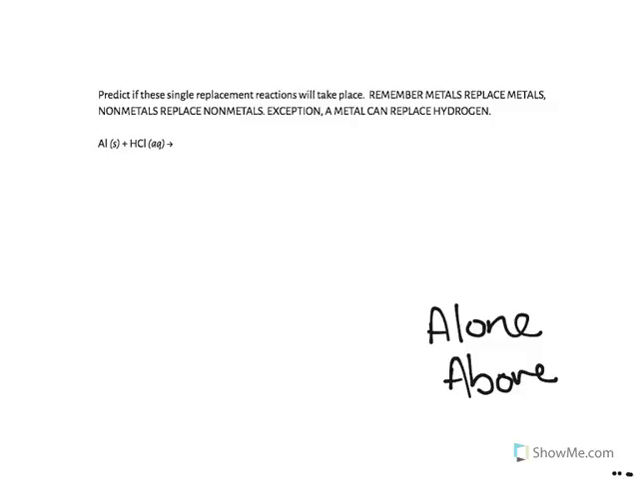So what is the element that's alone? That's this guy right here, the aluminum. And what element might it replace? Well, remember this. Metals replace metals. Non-metals can replace non-metals, but a metal can replace hydrogen. So this is that scenario. The metal is trying to replace hydrogen. Perhaps aluminum can replace hydrogen in that reaction. And then hydrogen would be by itself and aluminum would be bonded to chlorine.